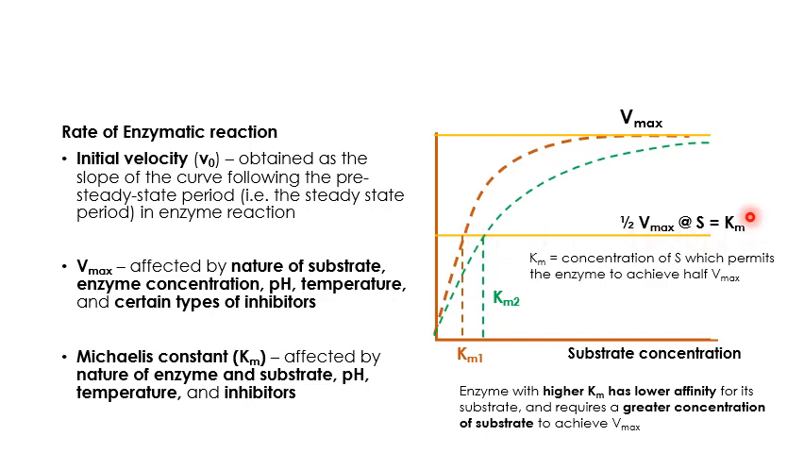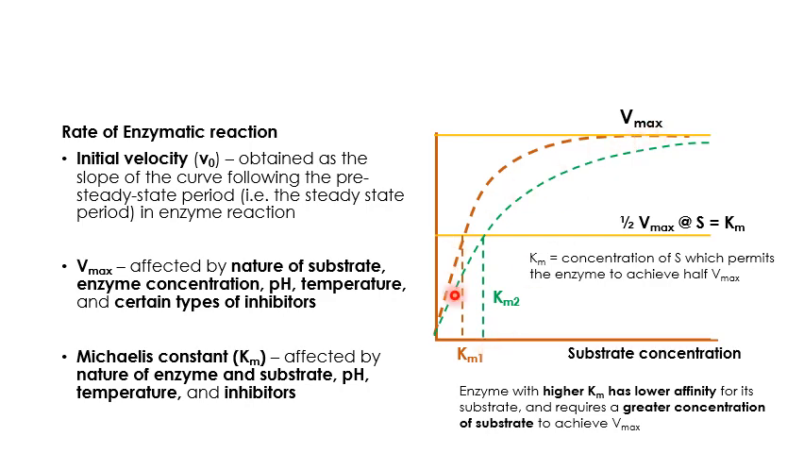Okay, so the unit for this Km, or Michaelis constant, is in concentration, okay, milligram per mL, or it could be milligram or gram per liter. It really depends. Okay, so an enzyme that has a higher Michaelis constant will have lower affinity for its substrate, and what it means is that it will need a greater concentration of substrate to achieve Vmax.